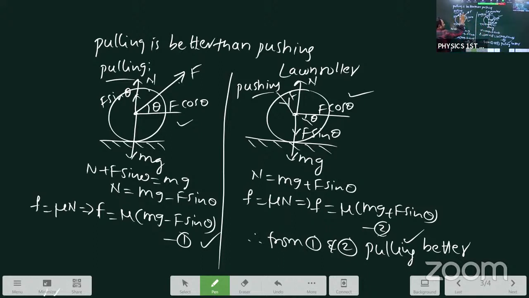So F sin theta, F cos theta. F is the force, a vector quantity divided into 2 components. One is F sin theta, the next one is F cos theta. Upward force equals downward force. We got equation number 1. Again, upward force equals downward force. We got equation number 2. One gives a positive answer, one a negative answer. Equations obviously minus least. That's why from 1 and 2, pulling is better. This is the lawn roller case.